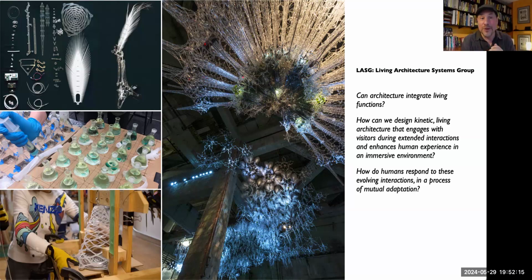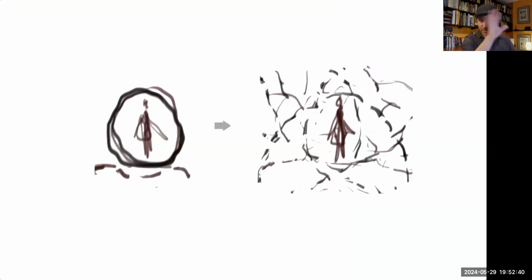In short, the Living Architecture Systems Group is a large and amorphous global research organization that is full of interesting people who are doing everything from computer science to neuroscience to music, who have come together to ask these questions or explore these ideas. Can architecture integrate living functions? Can it be more empathetic? And can we create an enhanced human experience with architecture, asking a lot of these same questions that may resonate from those 1960s imaginings?